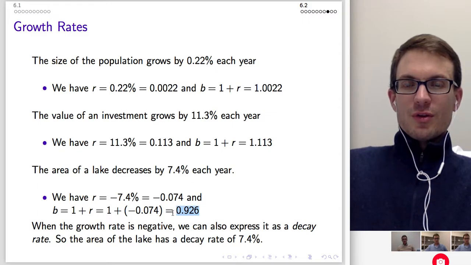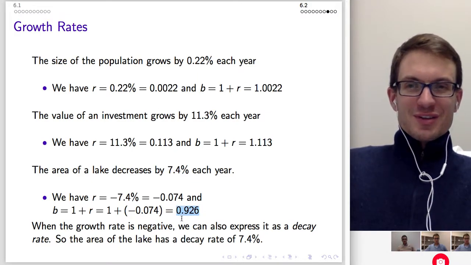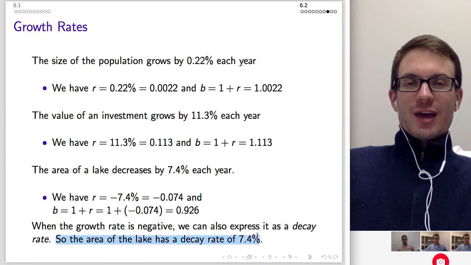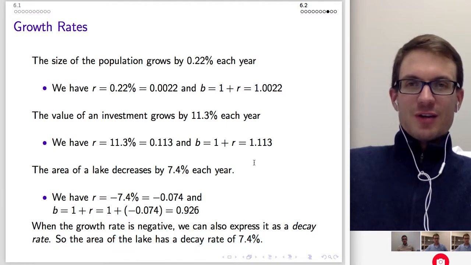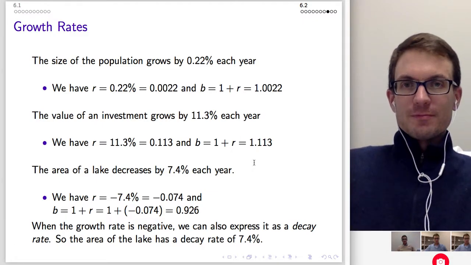Notice this is something less than 1, so we are decreasing, not increasing. Notice this was bigger than 1, this is bigger than 1. These are increases. Here we have a decrease. This is less than 1. So when the growth rate is negative, alternatively, we can express this as a decay rate. Whereas we could say it has a growth rate of negative 0.074, we could equivalently say the area of the lake has a decay rate of 7.4%. Either way, we know the interpretation is that we are decreasing, we are shrinking.